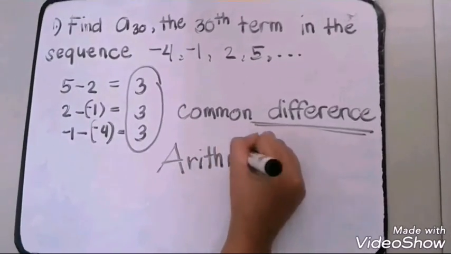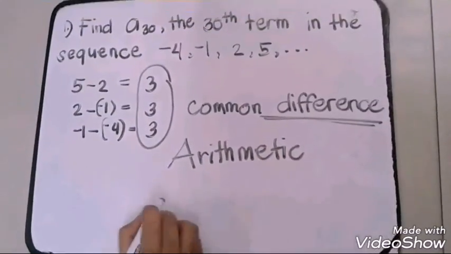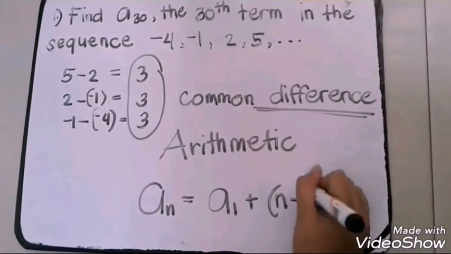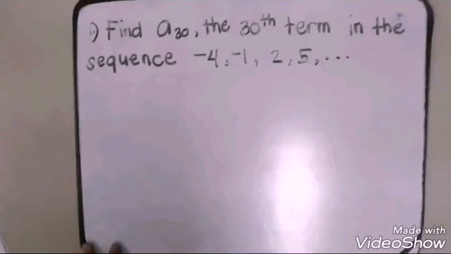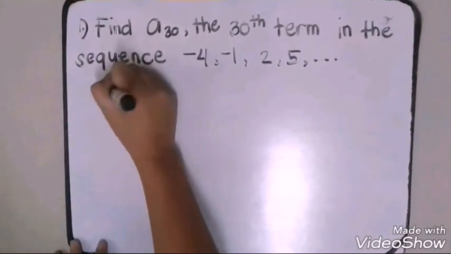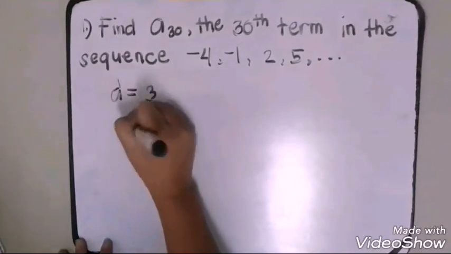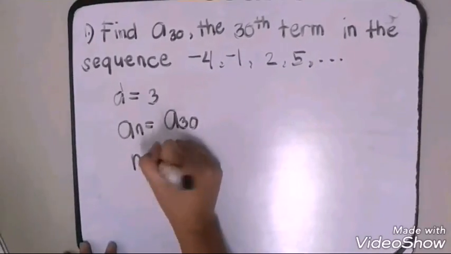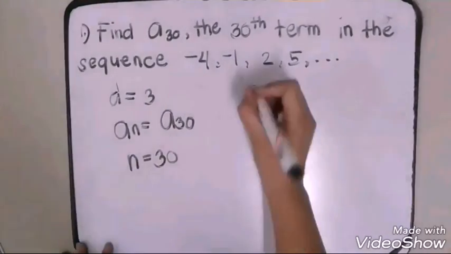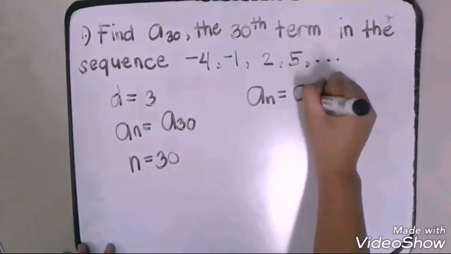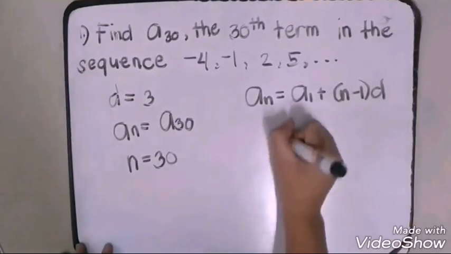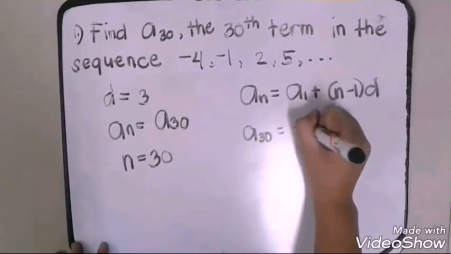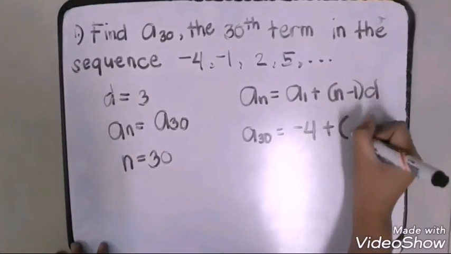And so we use the formula for arithmetic, which is a sub n is equal to a sub 1 plus n minus 1 times d, where d is the common difference. So now we know that our d is 3 and our a n is a 30, so our n should be 30. So a sub n is a sub 30 and a sub 1 is the first term. So substitute it to the formula.